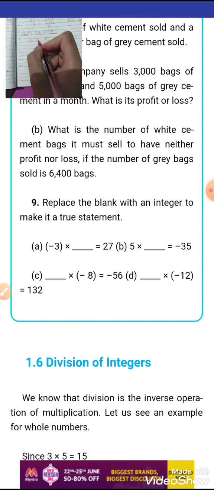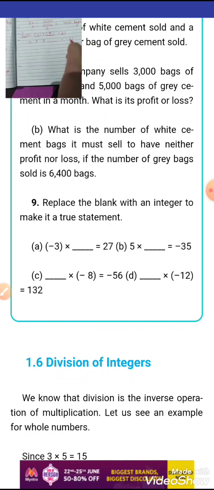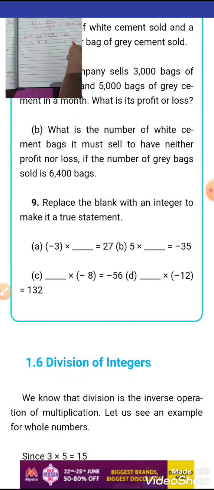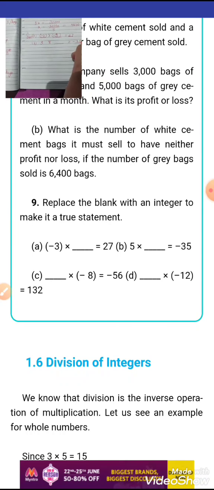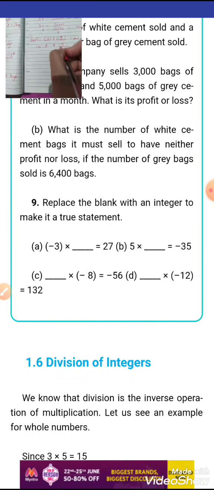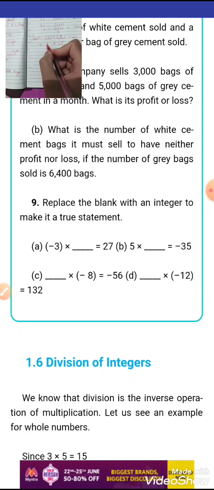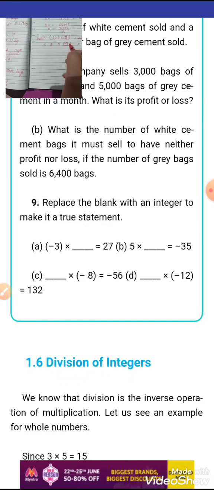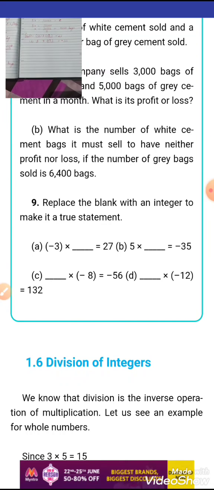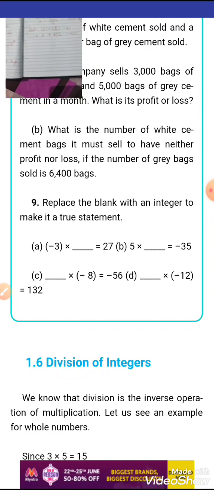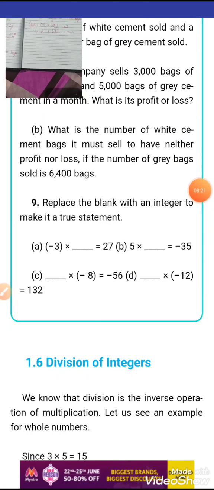Similarly, in part B, 5 multiplied by blank is equal to minus 35. By which number should we multiply 5 so that our answer is minus 35? For this, we have to multiply 5 by 7. As we multiply 5 by 7, we get 35. For the minus sign, we have to put a minus sign here. The remaining two parts of this question you can do by yourself. Thank you.